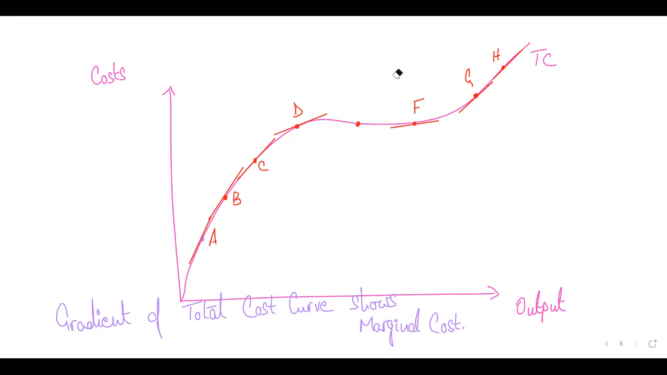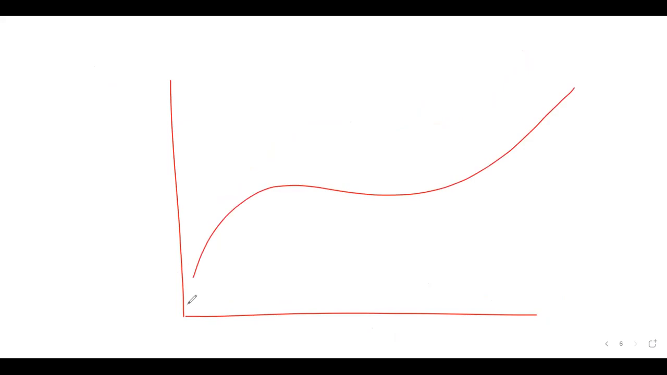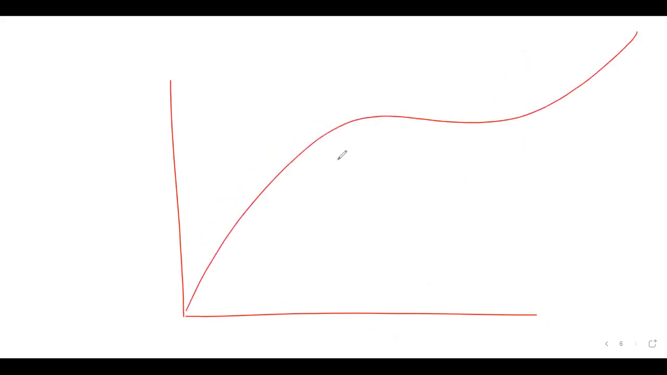Okay, so you're still confused? Okay, so gradient is the steepness of the line. What is gradient? Gradient of a line is the steepness of the line, right? So if I have to make a curve like this, then you have to see the steepness.